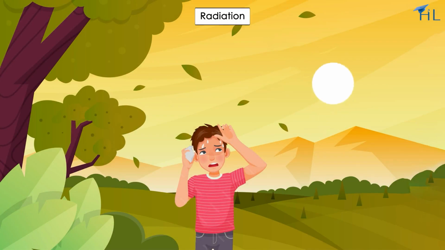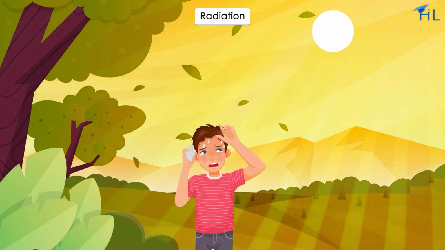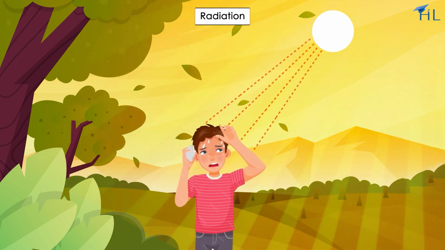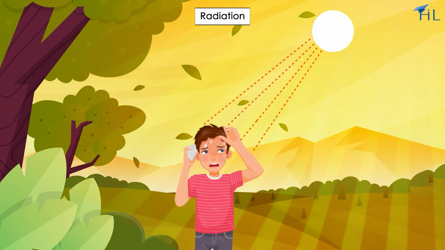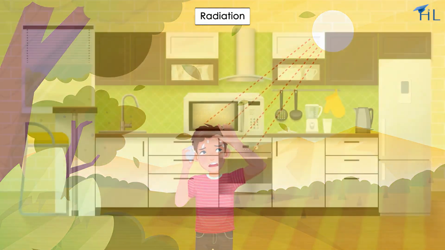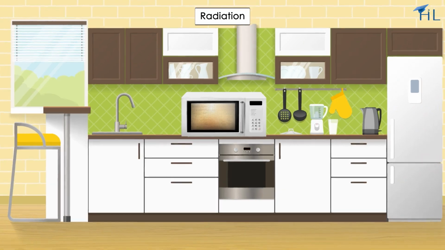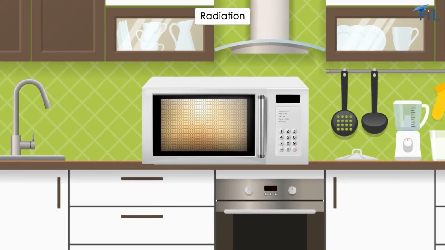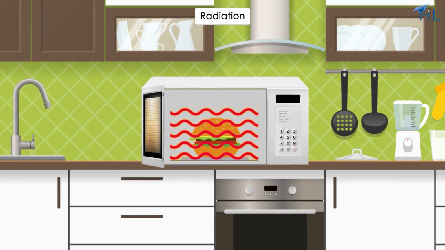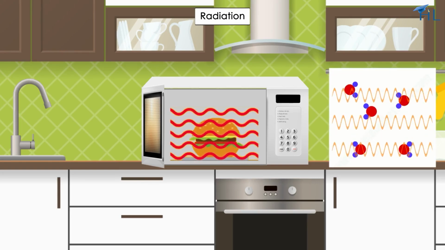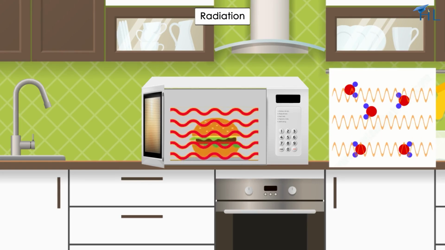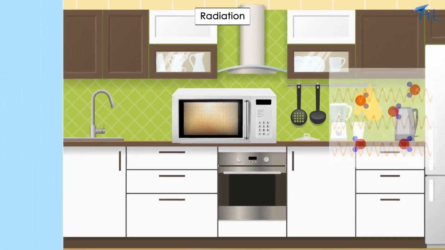When we stand in the sunlight, we feel its warmth because these waves are transferring energy directly to us. Even our microwave at home uses radiation to cook food. It emits microwaves that cause water molecules in our food to vibrate, heating it up.